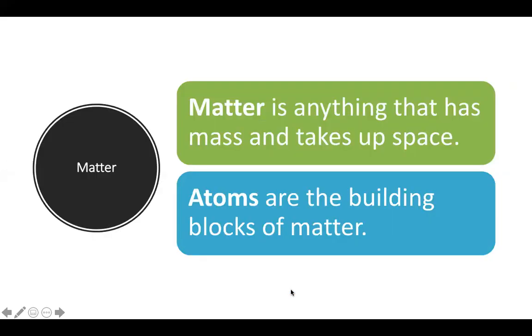All right, matter. Matter is basically anything that has mass and takes up space. For example, your books are matter, the cell phones are matter, the electronic device that you're watching this video on is matter, because it has mass and takes up space. Atoms are basically what make up the matter. Atoms are the things you see on the periodic table.